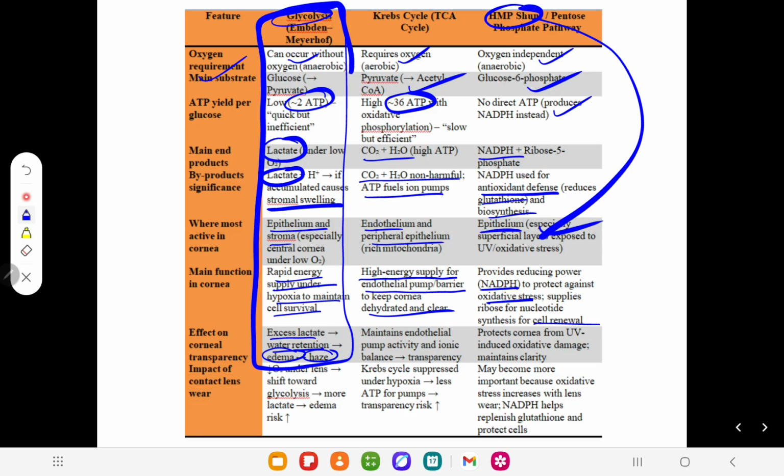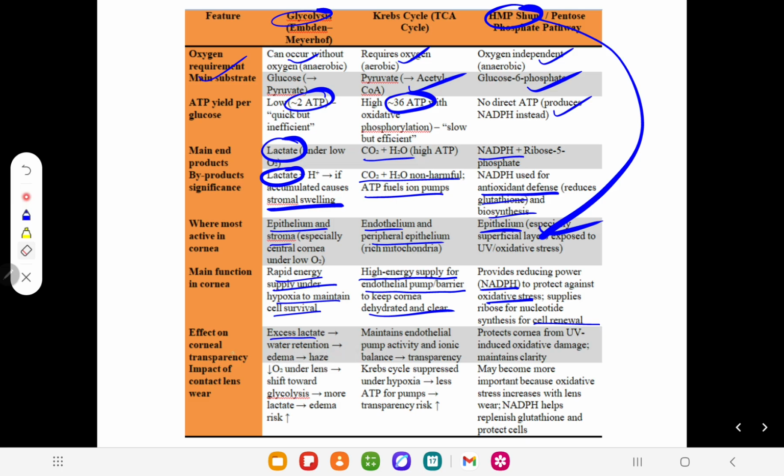Okay. Krebs cycle effect on the cornea. What does it do? The Krebs cycle does one great thing: its byproducts disperse easily, with no harmful effect. At the same time, it gives good energy to the endothelial cells, which is specifically for the pump mechanism. Finished. And definitely, the HMP shunt protects the cornea from UV-induced oxidative damage and maintains clarity.